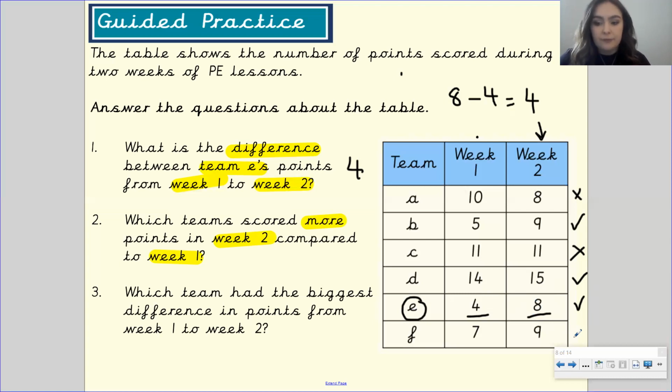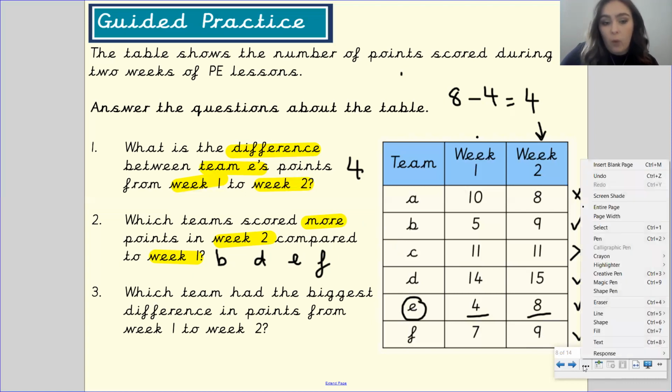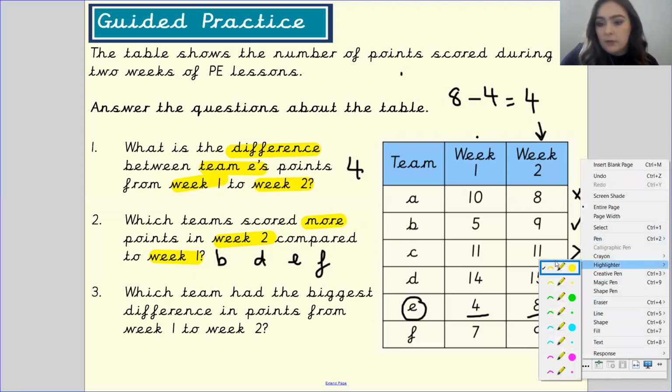And Team F, what did they do? Did they score more in week 2? Well done, yes, they did. So they scored 7 in week 1, and then they scored 2 more points in week 2. So we can see from this table that Team B, Team D, Team E, and Team F all scored more points in week 2 than they did in week 1. Okay, let's have a look at the next question.